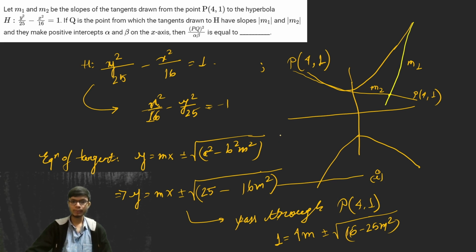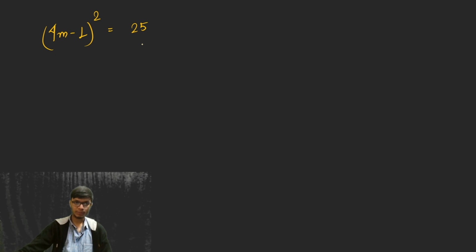But whereas in an ellipse we basically have the major axis and minor axis concept, here also we have a major axis. Now with this let us move on, and this will be 25 minus 16 m square.